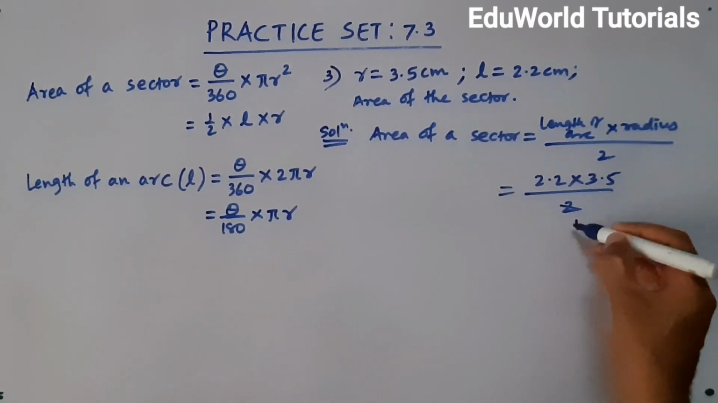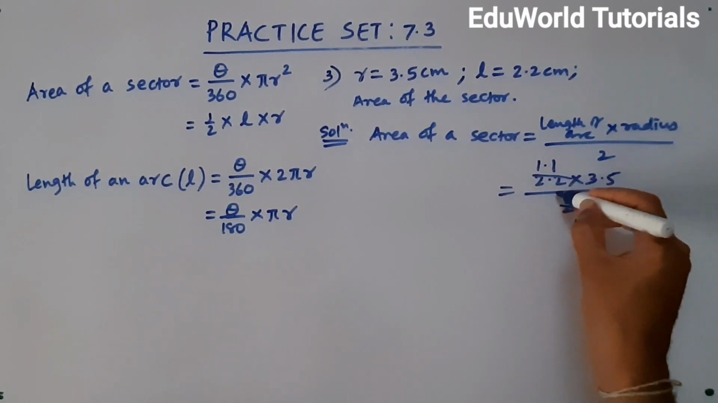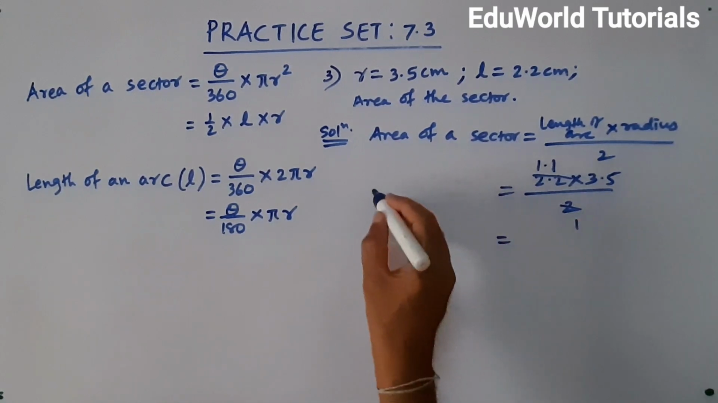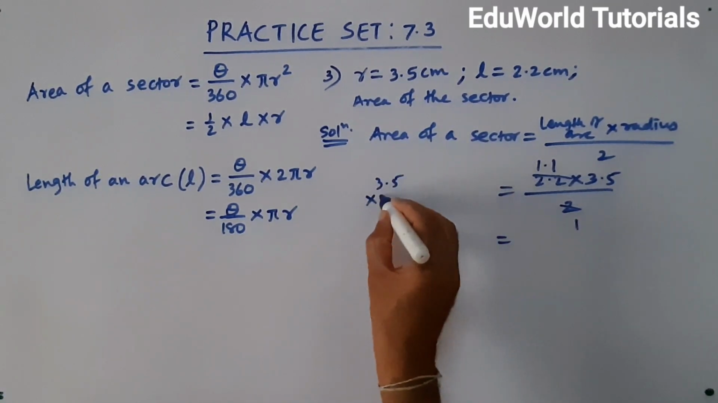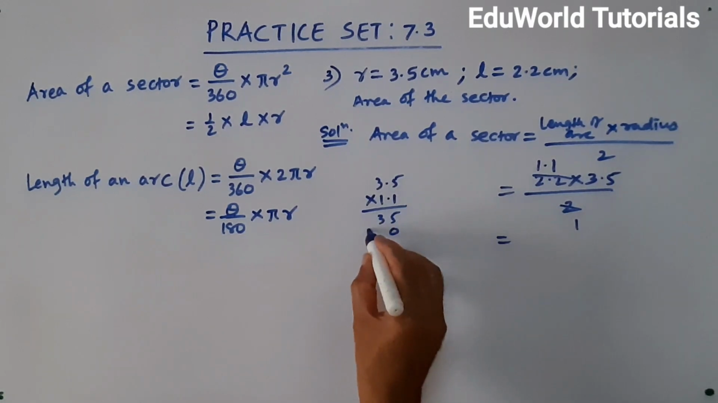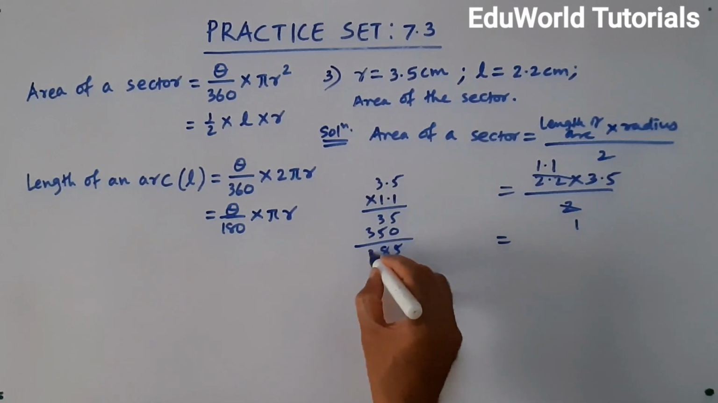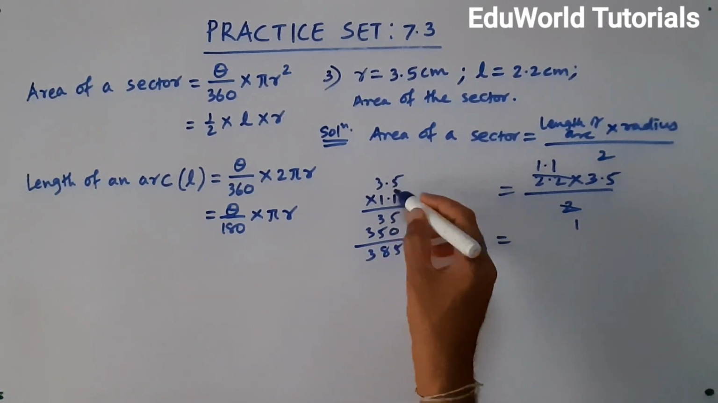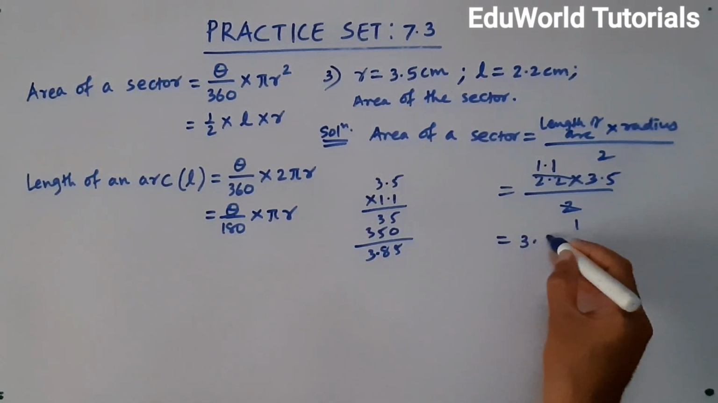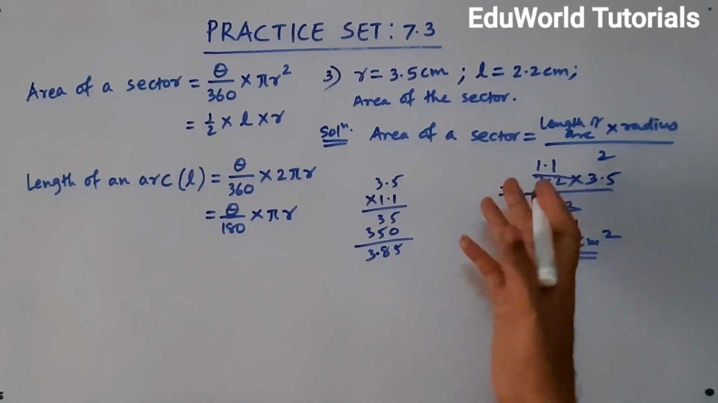So it is the same. 2 1s are 2 and 2 11s are 22, but it is 2.2, so I will write 1.1. Now I have to multiply 1.1 with 3.5. 3.5 multiplied by 1.1. 35 ones are 35. Put 0. 35 ones are 35 again. So I have 5 plus 3, 8, 3 as it is. Now after 2 decimal places we have to put the decimal point. So it is 3.85 centimeter square, the area of the sector.